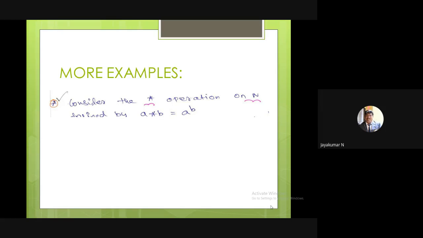So now we move on to the other operations which we are familiar with: addition, subtraction, multiplication, division. These four operations are familiar. Apart from these, we have some more operations. By using those operations, we have to verify whether it is binary or not. These examples are purely chosen from the plus two books only.